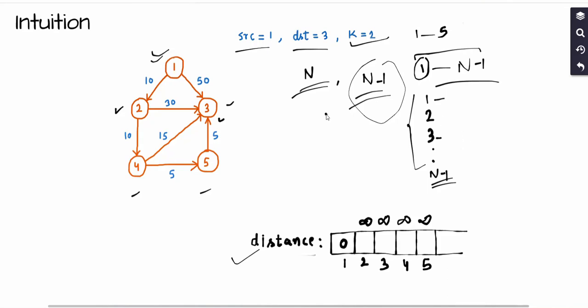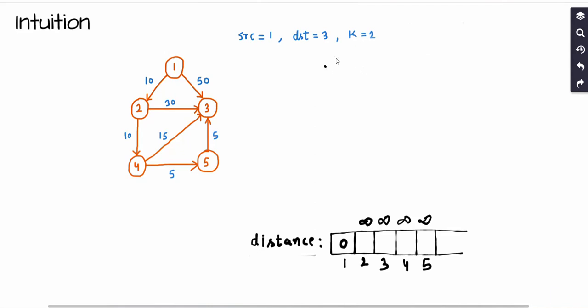But here, in this particular case, we know that to reach the destination city, we must not have more than k plus 2 nodes, because at max we may have k intermediate nodes, and 2 counts for the source node and the destination node. So we may have at max k plus 2 nodes in the simple path from the source to destination. So there is no need to process n minus 1 edges.